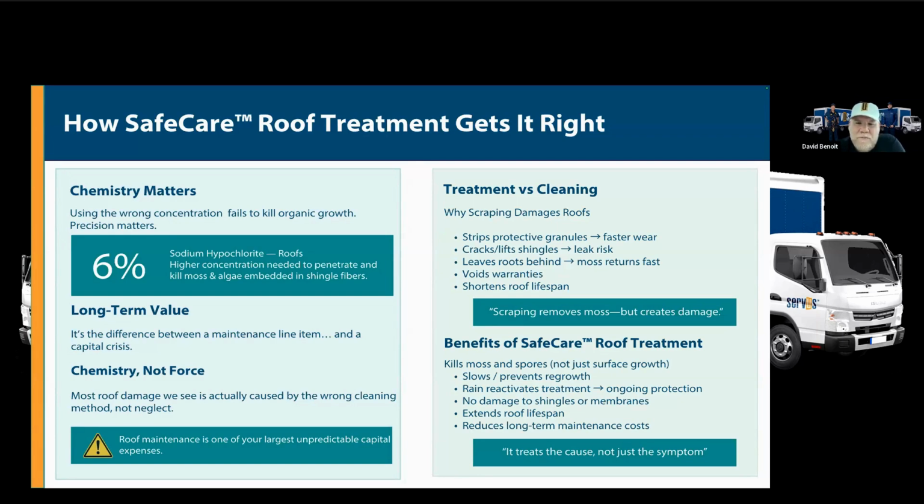But I want to point out one thing here, just to summarize the roof treatment. It treats the cause, not just the symptoms. We offer a 3-year warranty that any new growth will come back. Now, Rachel brings up the point of new debris coming down, so there are some caveats to it. But the chemistry changes the environment of the roof, which is why we can offer that 3-year warranty.